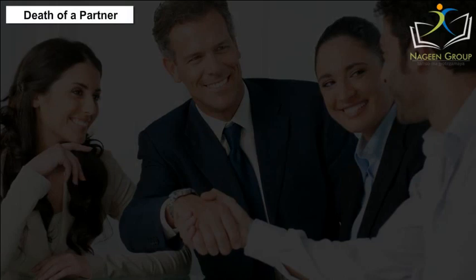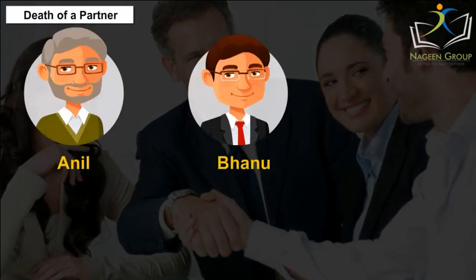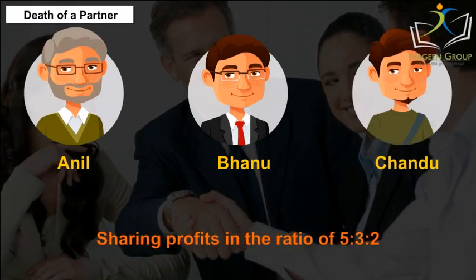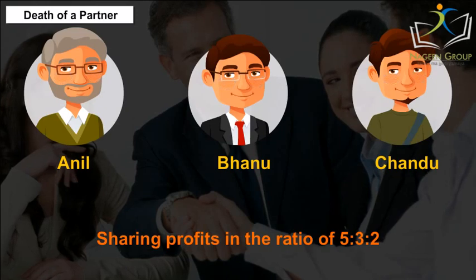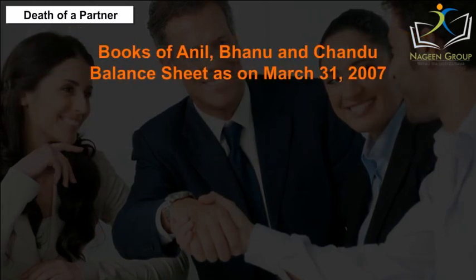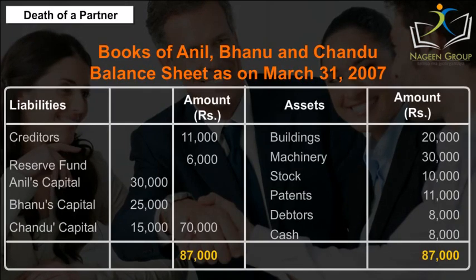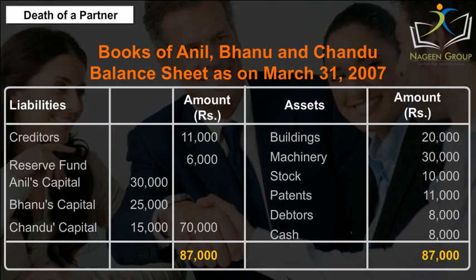Let us take an example to understand this. Anil, Bhanu and Chandu were partners in a firm sharing profits in the ratio of 5:3:2. On March 31, 2007, their balance sheet was as under. Anil died on October 1, 2007.